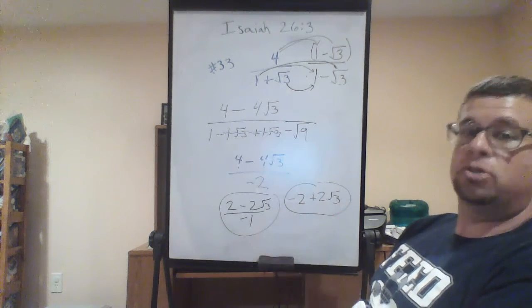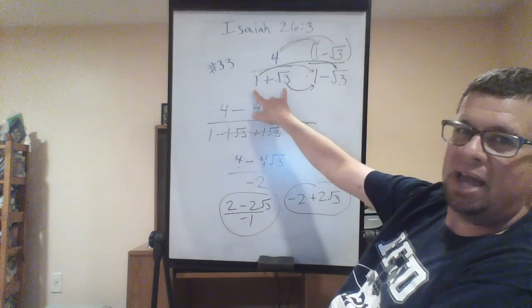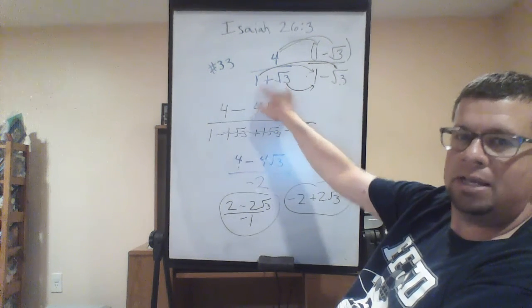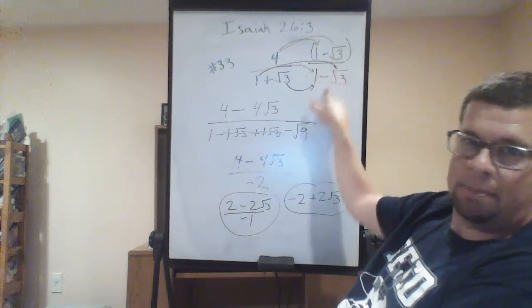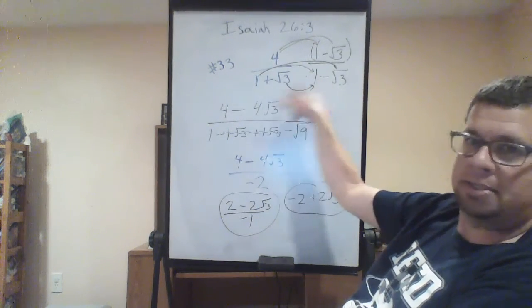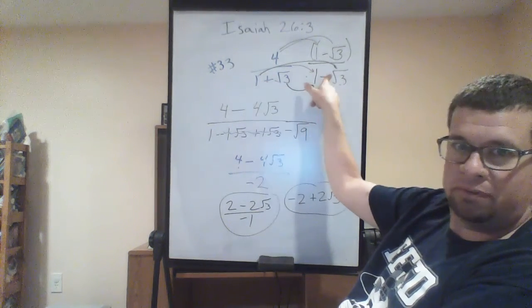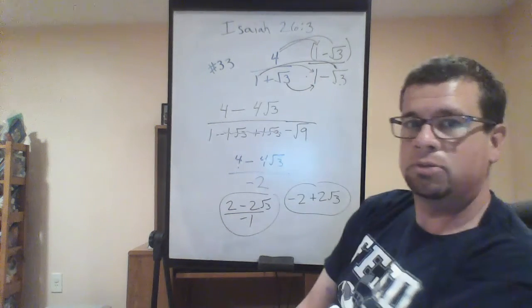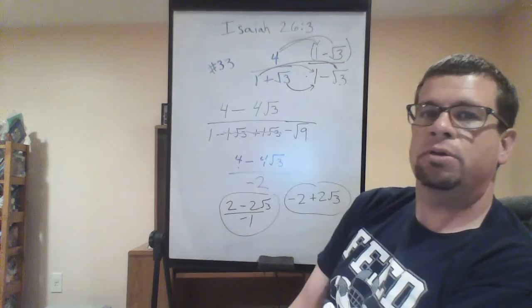But the key thing here is when I've got a binomial that involves a radical in the bottom, to eliminate that radical, I've got to multiply top and bottom by what's called the conjugate. And the conjugate is just change that sign. If that would have been subtraction, I would have changed it to addition. Since it is addition, I change it to subtraction. So this is number 33 on 6.3.